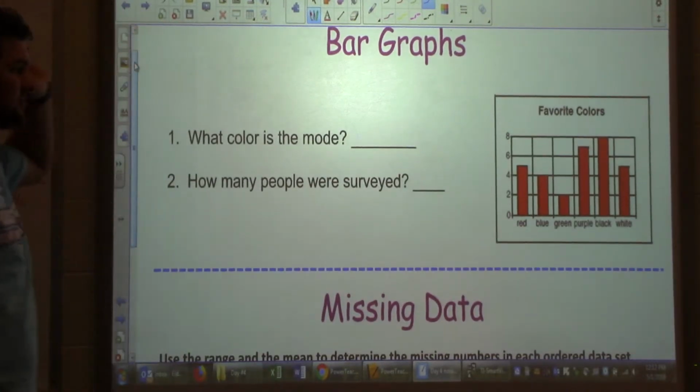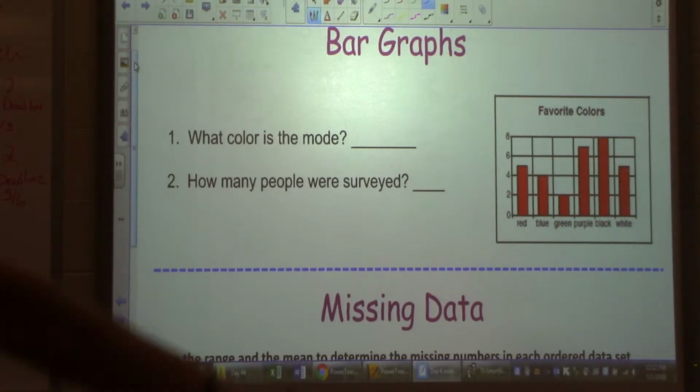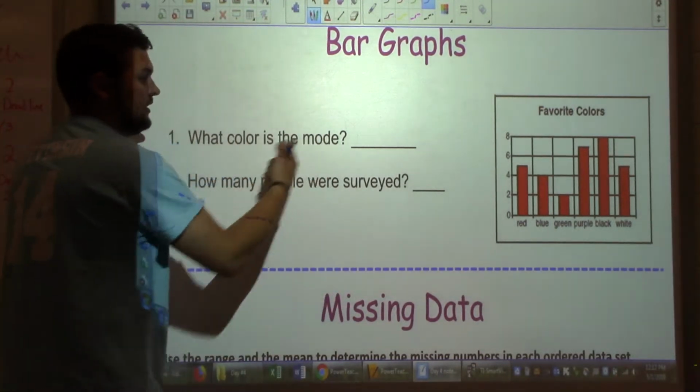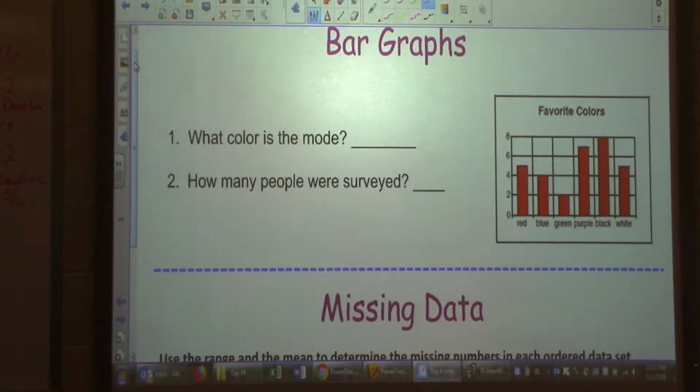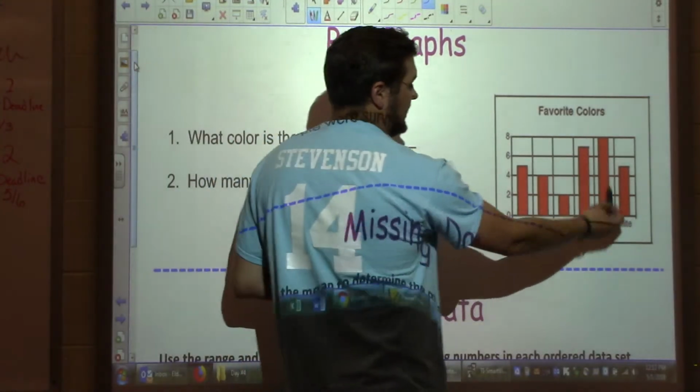Bar graphs, same sort of thing, finding it off our bar graph. If we're looking at a bar graph, how do we know which one has the most? The one that's the highest, or the longest if it's going horizontally, right? So if I ask you what color is the mode, or which one has the most, what would you say in this bar graph? Black. Black. Right? It's the tallest bar.